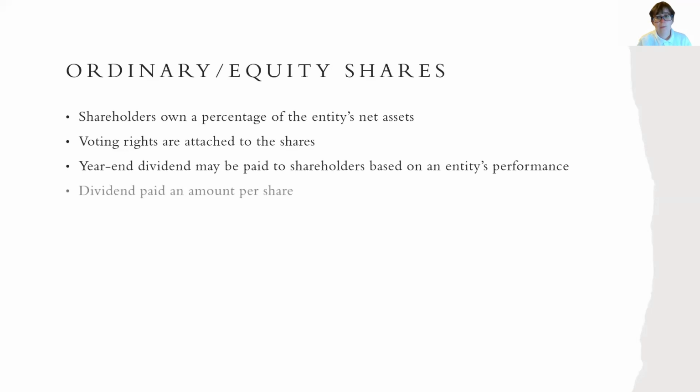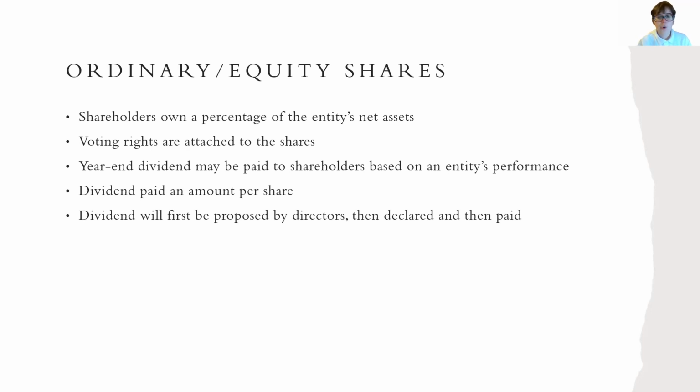The dividend is going to be paid on an amount per share, and the dividend will first be proposed by directors, they will then be declared, and they will then be paid. They should only be accounted for, though, once they have been declared. That whole process needs to be complete. Dividends may be interim.